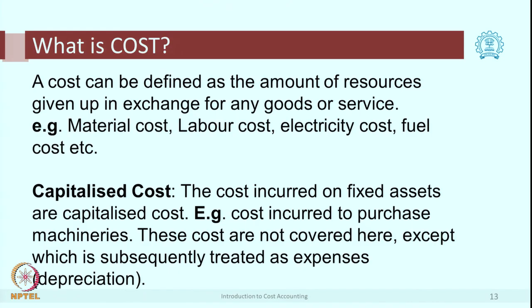All these are included as examples of costs. There are also other types of costs known as capitalized cost. Now, this is a cost incurred on fixed assets, like purchase of machinery or installation of machinery. These costs are going to give us long term benefits. These are not costs just for that period.